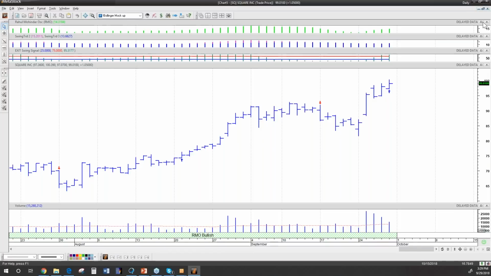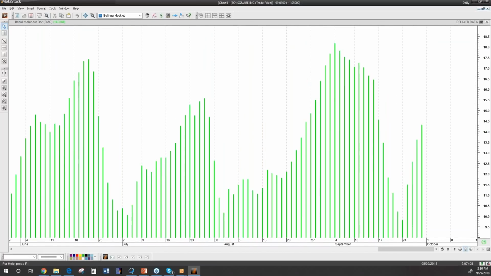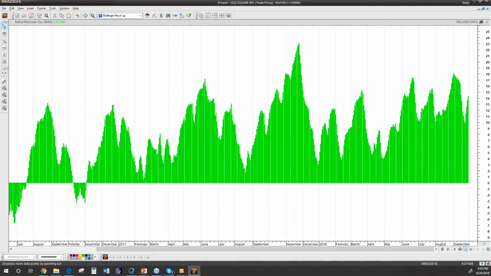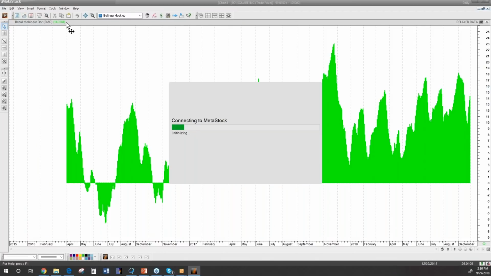Okay. So step 1, what we want to do with the RMO is identify the long-term trend of a stock. Okay, the trend is our friend. Let's identify it. And to do that, we're going to look at what Rahul calls the RMO oscillator. Our RMO just stands for Rahul Mohinder oscillator.